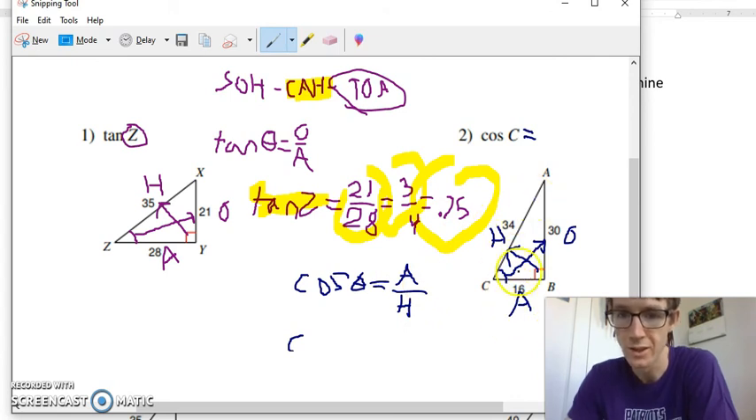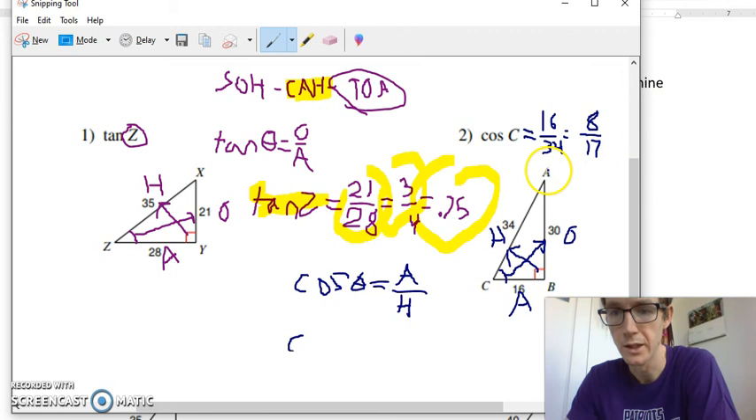Our adjacent was 16 and our hypotenuse was 34. You can just leave your answer like that. If you want to, you can simplify this. It's a factor of 2 in each. So 16 divided by 2 is 8, 34 divided by 2 is 17. And you can put that in your calculator, 8 divided by 17, to get a decimal if you want to.